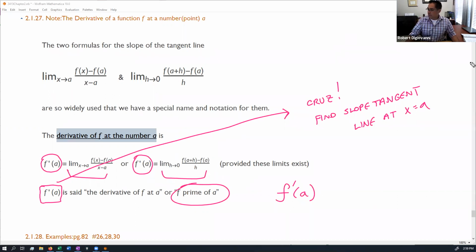So the derivative of a function at a is the slope of the tangent line at a. The derivative of a function at a is the slope of the tangent line at a.